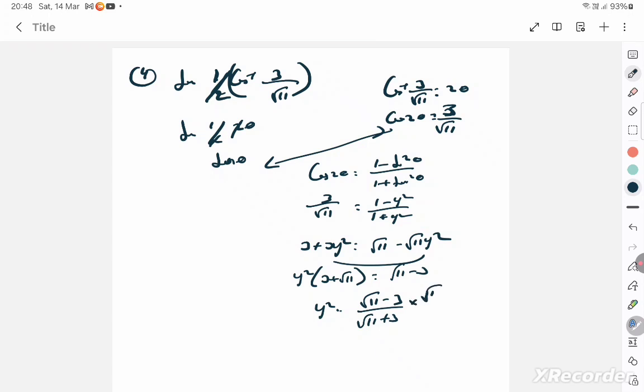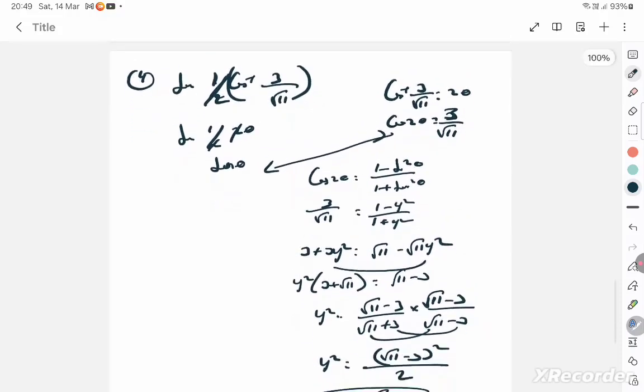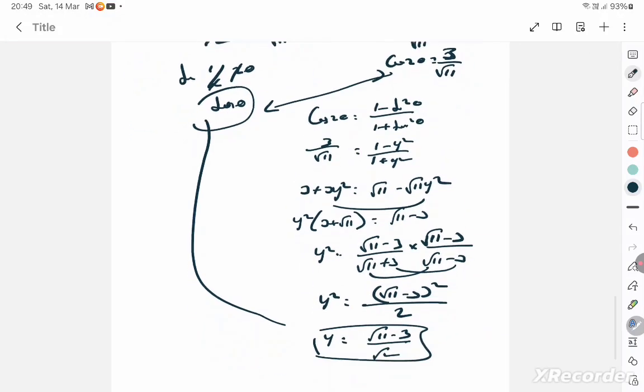And I prefer to rationalize: root 11 minus 3 by root 11 minus 3. The denominator is a square minus b square. 11 minus 3 is 8 plus 3, 11, 8. No, 11 minus 9 is 2, sorry, because a square minus b square is 2. The numerator becomes root of 11 minus 3, the whole square. So y therefore is root of 11 minus 3 by root 2. And that's the answer. And that's nothing but tan theta. So you got tan theta itself.